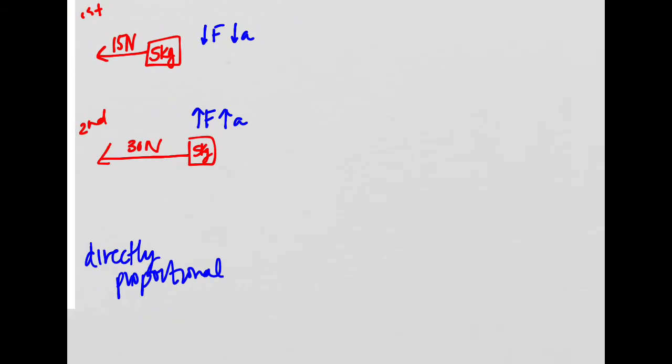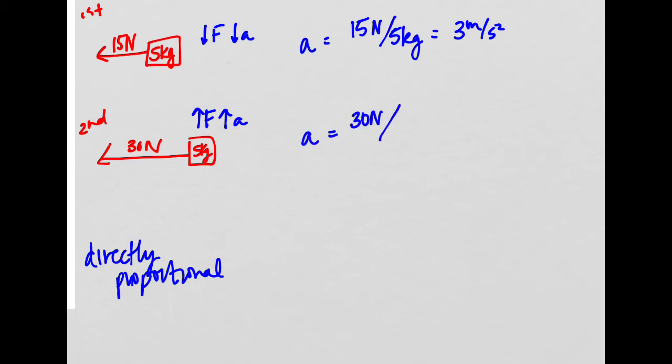So if we do that, we have acceleration equals 15 newtons divided by 5 kilograms. Again, that's going to be 3 meters per second squared. And then down here, for our second scenario, we have acceleration equals 30 newtons divided by 5 kilograms. So here we have doubled our force, and therefore we have doubled our acceleration.